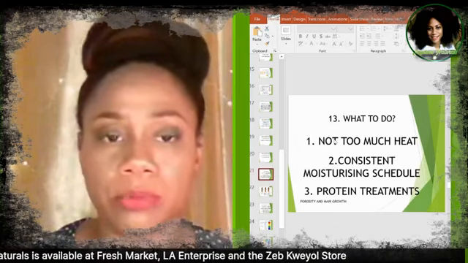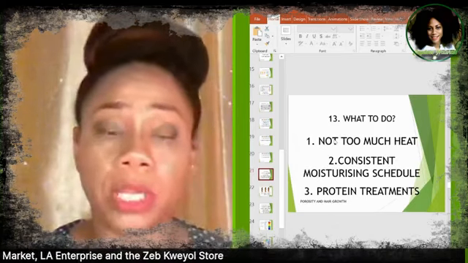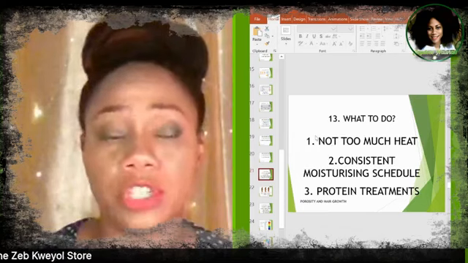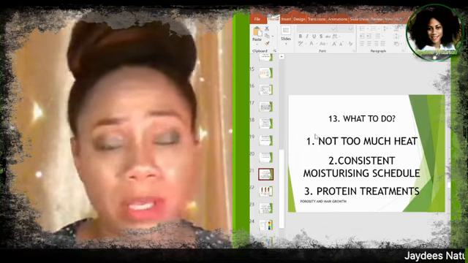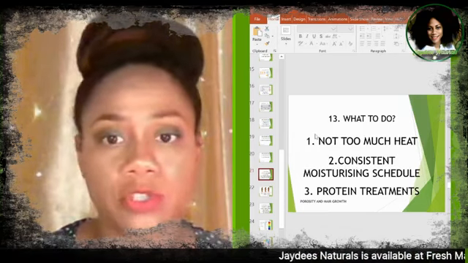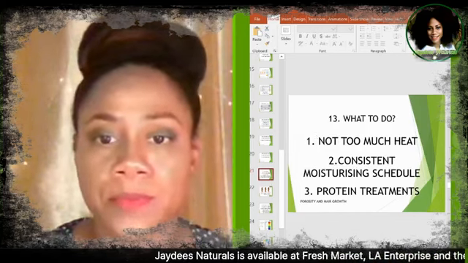I just love that conditioner. I love it. You leave it on for 2 minutes, and trust me, your hair just feels so much different.